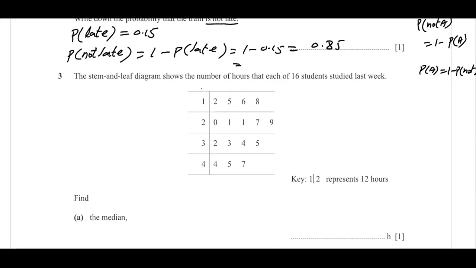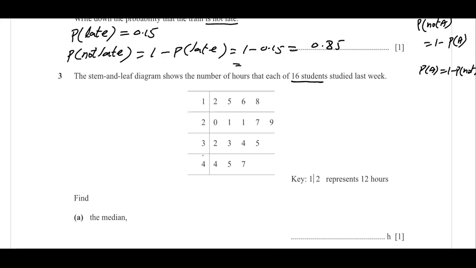Okay, so here we have the stems, here we have the leaves. How do we find the median? For the median, we should know the total number of values. The total number of values is given: there are 16 students. Even if it were not given, you can count how many values are here: 1, 2, 3, 4, 5, 6, 7, 8, 9, 10, 11, 12, 13, 14, 15, 16. So the total number of values is 16.